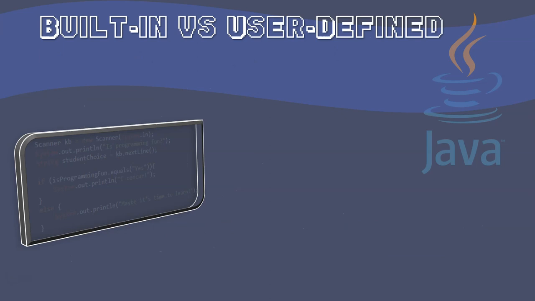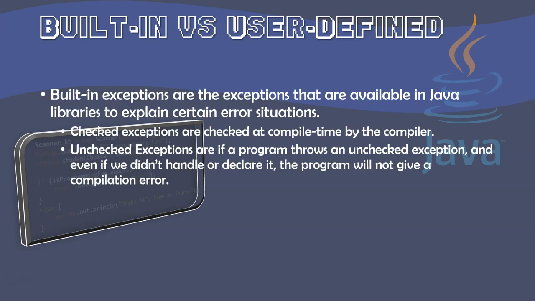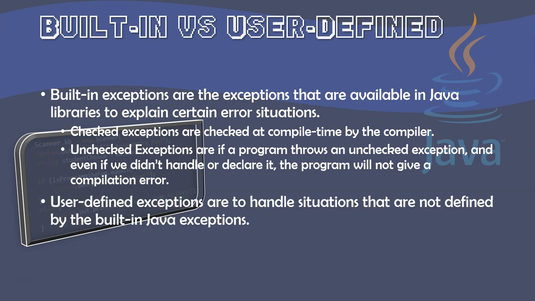Now, there are, of course, two types of exceptions that we've looked at, which are built-in versus user-defined. The built-in exceptions are the exceptions that are available within the Java libraries, and they're usually used to explain certain error situations. And they are broken down into either checked or unchecked exceptions. Checked exceptions are the ones that will check your code at compile time, whereas unchecked are the ones that look for that throws of an unchecked exception. And whether or not we handle it, the program will not give a compilation error, because that's not what it's designed to do. It's not designed to run at compile time. In comparison, the user-defined exceptions are designed to handle situations that are not defined by any of the built-in Java exceptions.